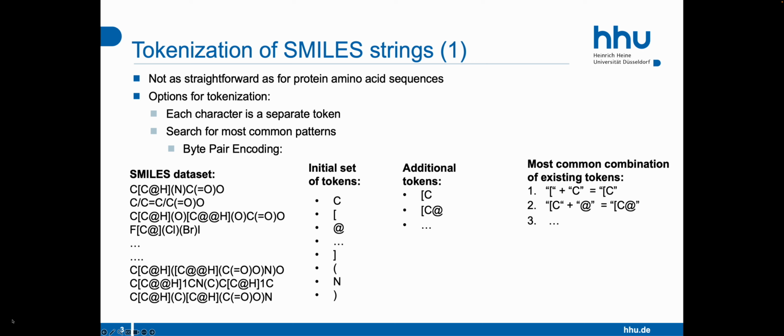And we stop this process if a specific condition applies. For example, if we have reached a predefined vocabulary size, or if the frequency of the token that we would add next is below a certain threshold. And of course, we also add a set of required special tokens, for example, a beginning of sentence token, an end of sentence token, a padding token, and a masking token.